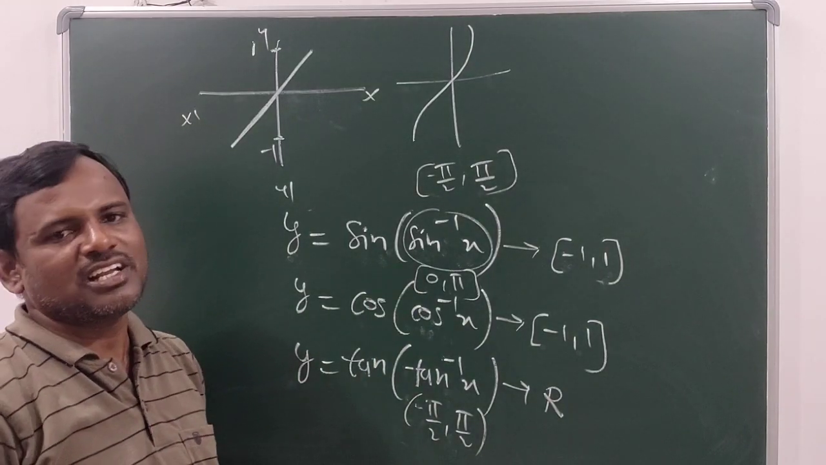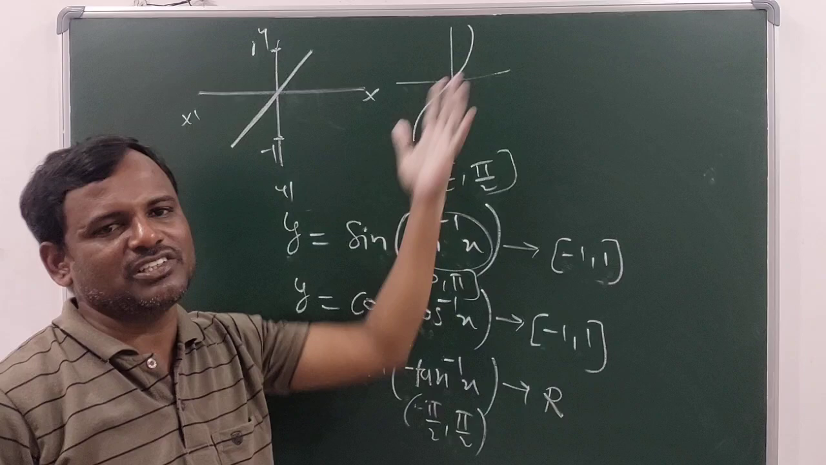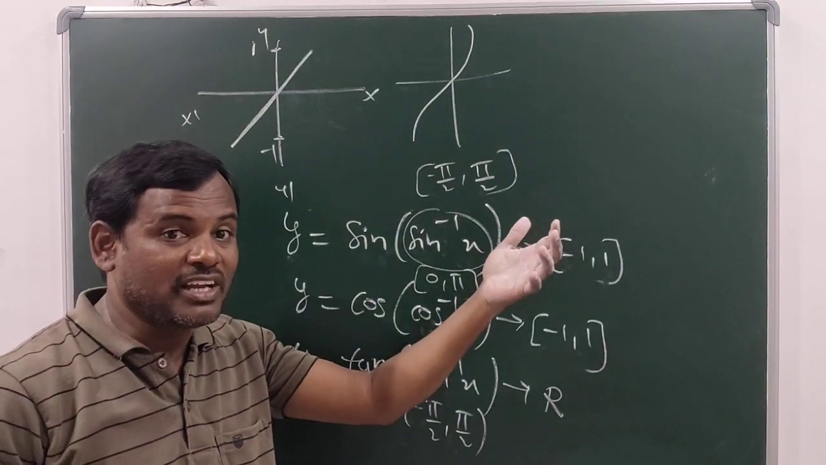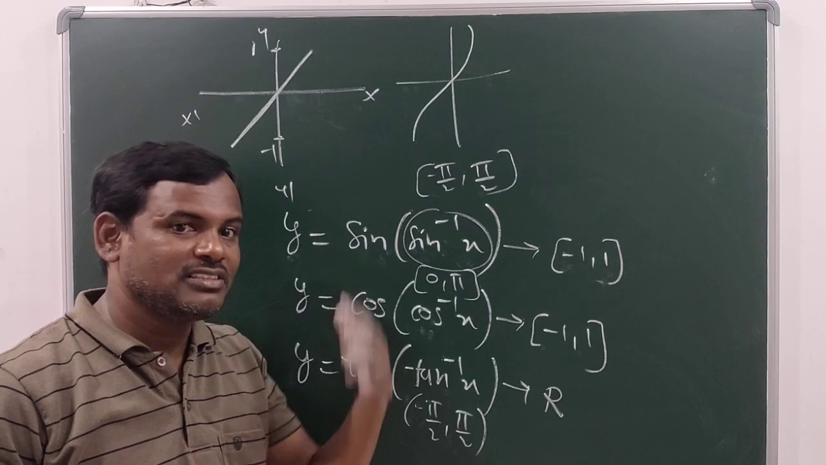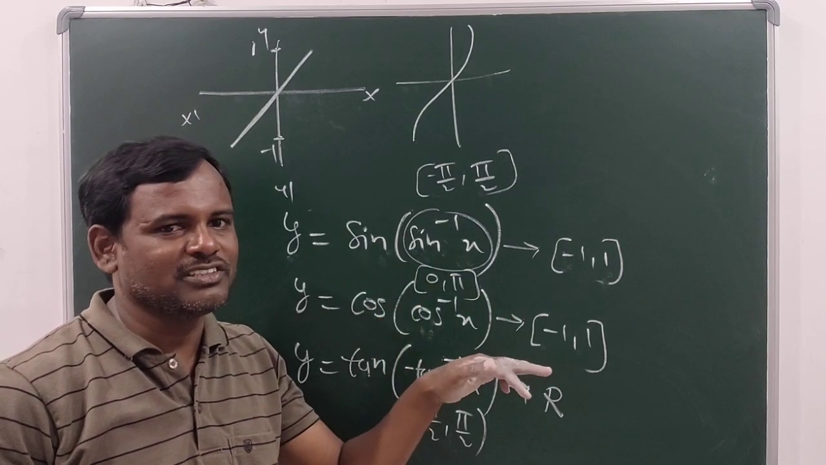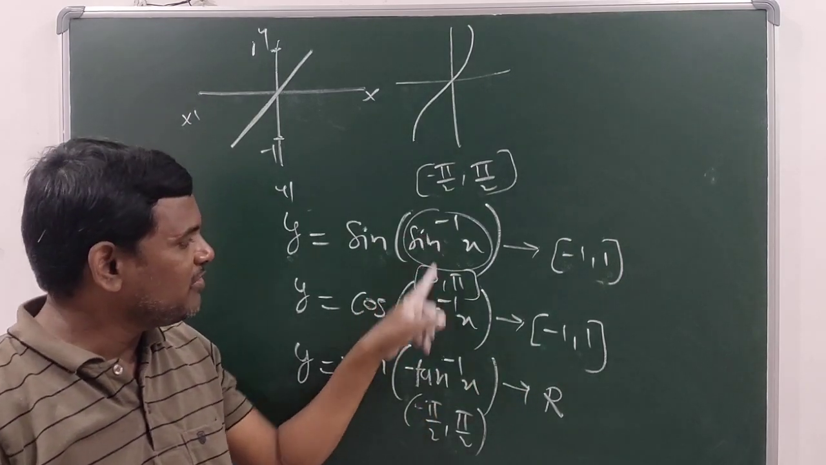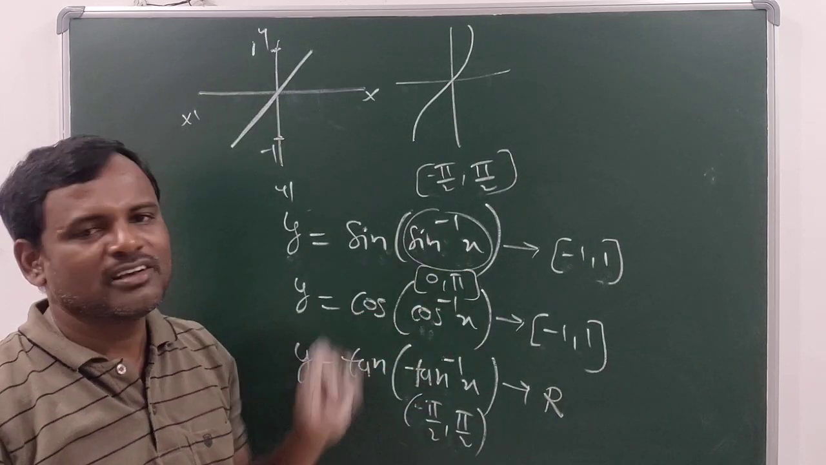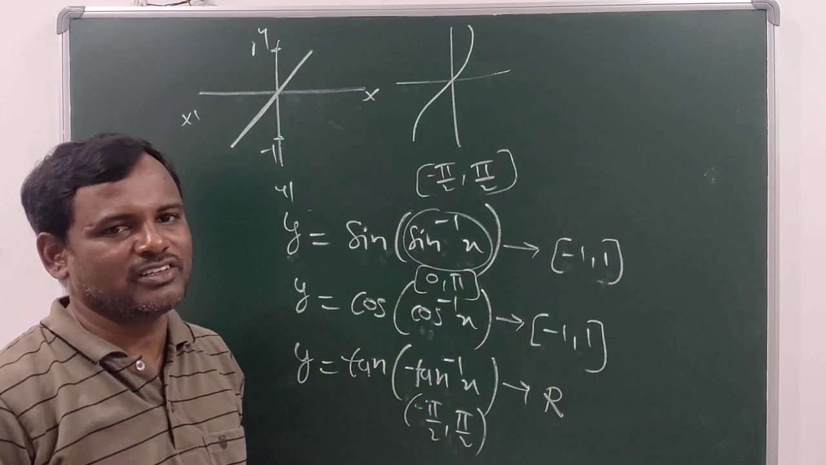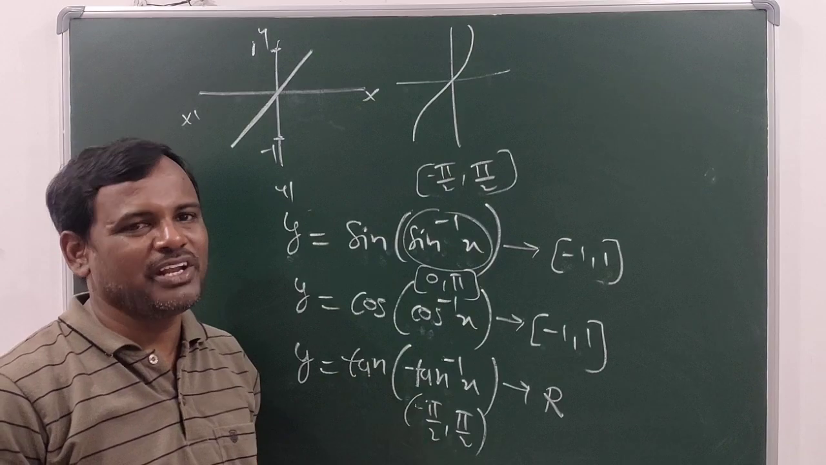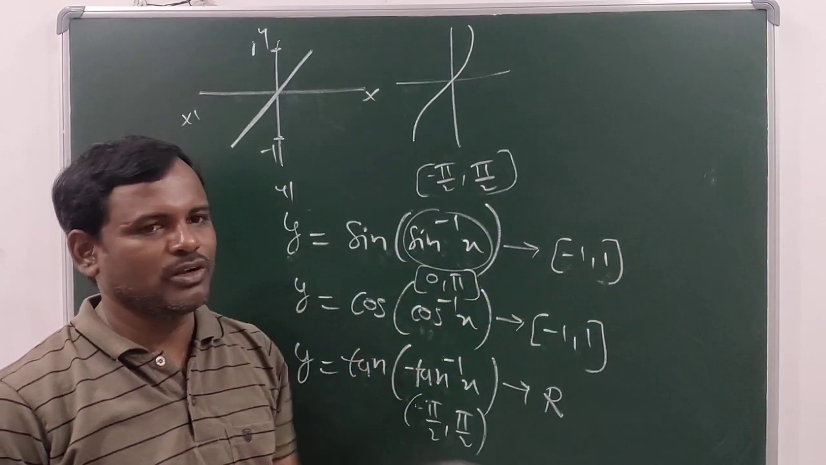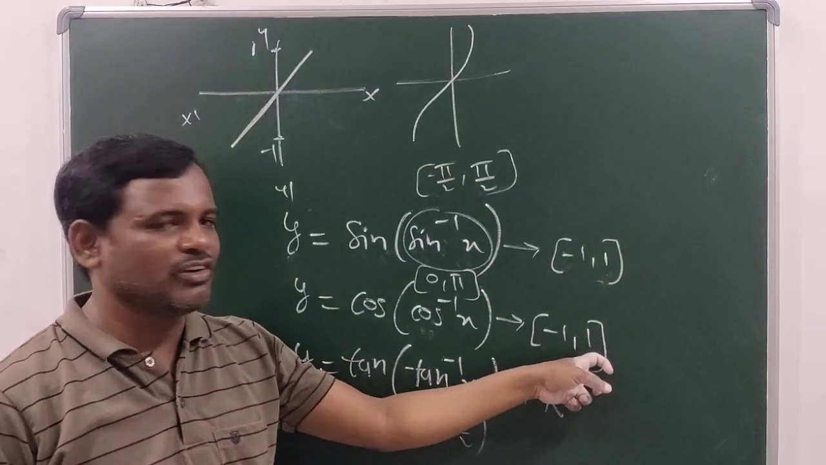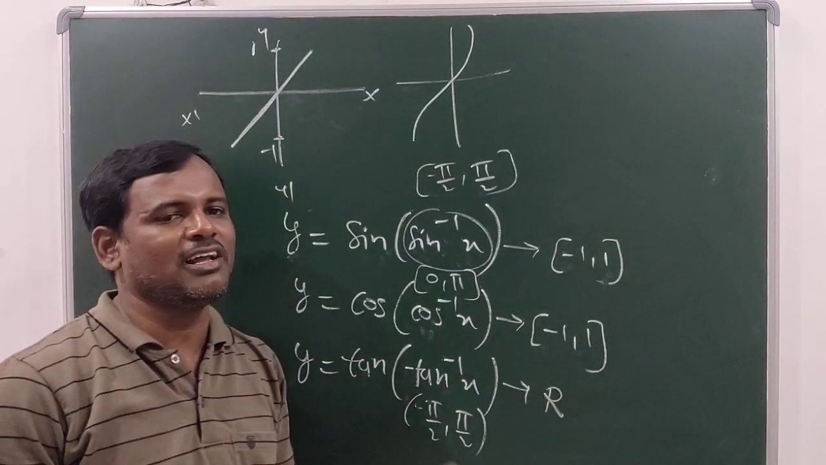So these functions are not periodic functions like the previous ones. Sin inverse of sin x, cos inverse of cos x, tan inverse of tan x, those three functions were periodic. But when the inverse is given inside the bracket, these are non-periodic functions. So in this case the range is minus 1 to 1. In this case the range is minus 1 to 1. In this case the range is capital R.